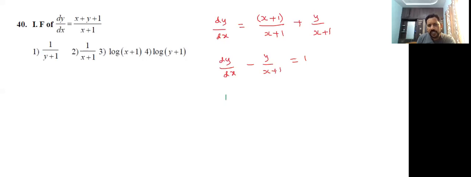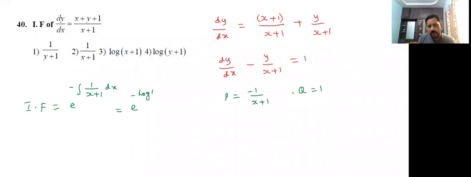Finally, students, what is P here? P is equal to minus 1 by x plus 1. Then what is Q? 1. So here we need to find the integrating factor. What is the formula, students? e power integration P dx. P means minus 1 by x plus 1 dx. Integration of 1 by x plus 1 dx is log of x plus 1, or not? e power minus logarithm of x plus 1.